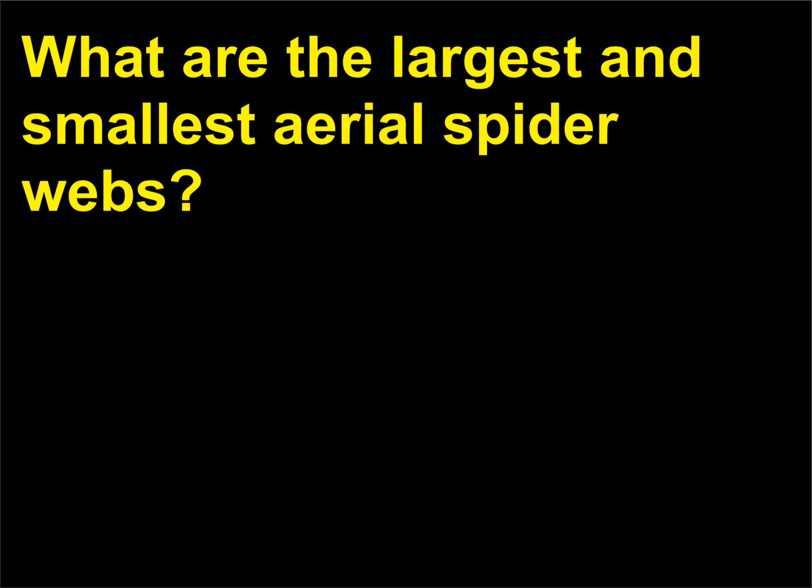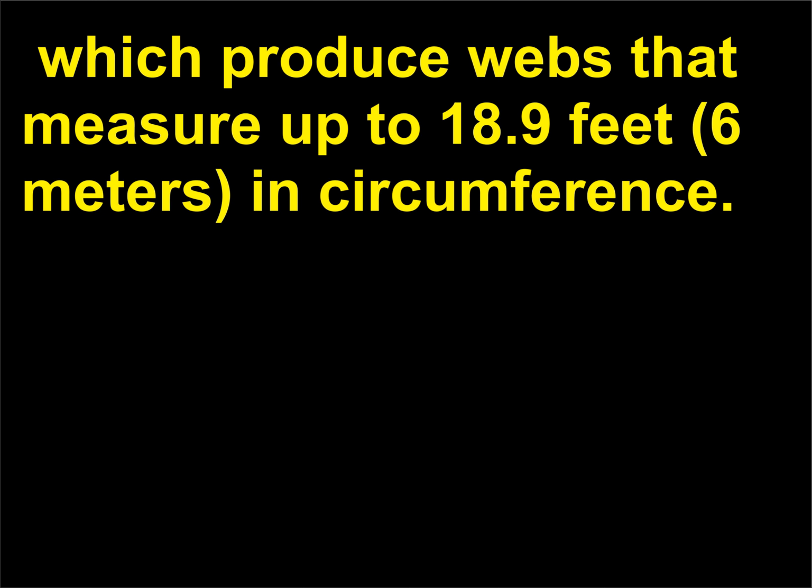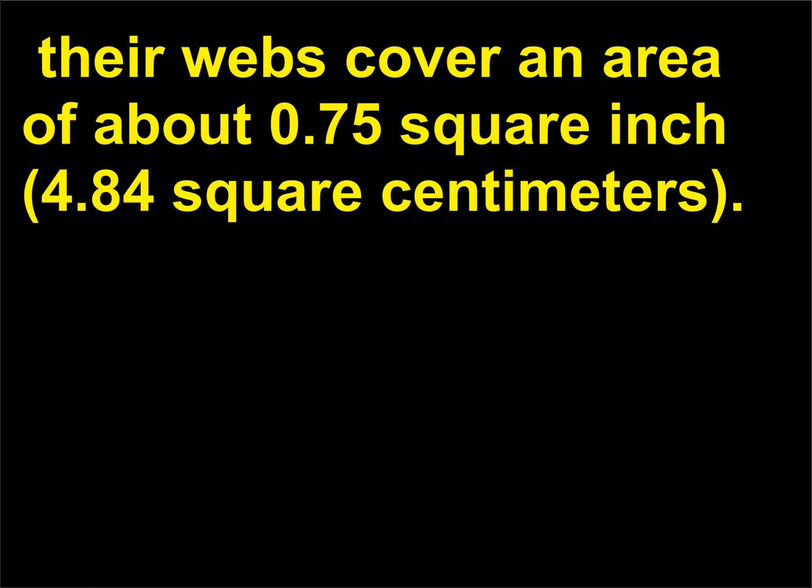What are the largest and smallest aerial spider webs? The largest aerial webs are spun by the tropical orb weavers of the genus Nephila, which produce webs that measure up to 18.9 feet, 6 meters, in circumference. The smallest webs are produced by the species Glyphosis cottoni. Their webs cover an area of about 0.75 square inch, 4.84 square centimeters.